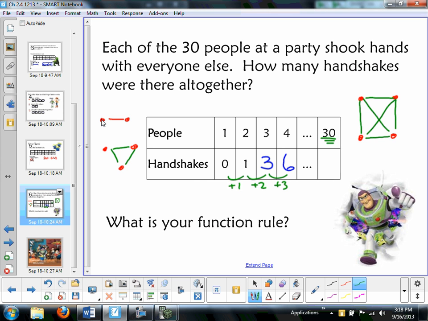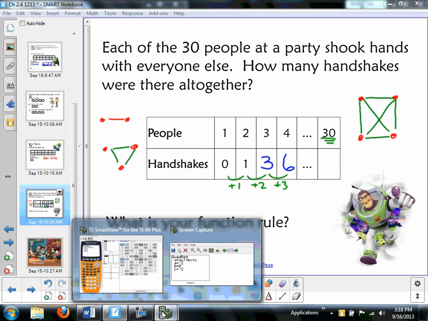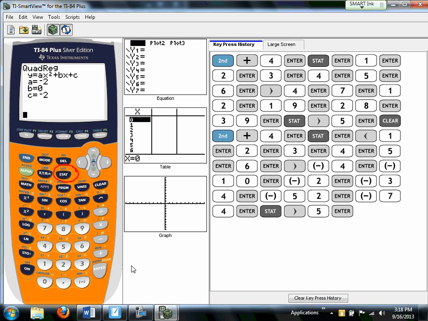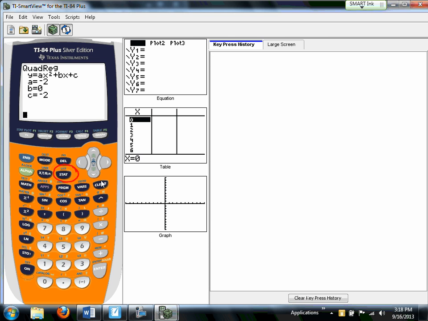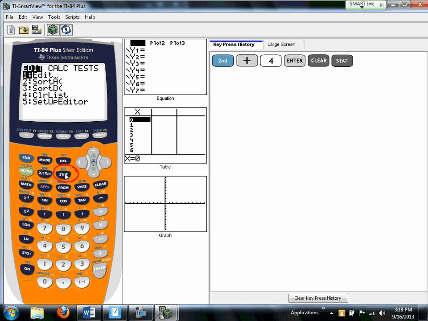So let's go back to our graphing calculator, and we're going to input this data. And we don't have a lot of data, but we can input this. We need to clear our lists. Okay, I'm going to clear all my lists here. I have my list cleared. I want to input my list. I'm going to stat and edit.